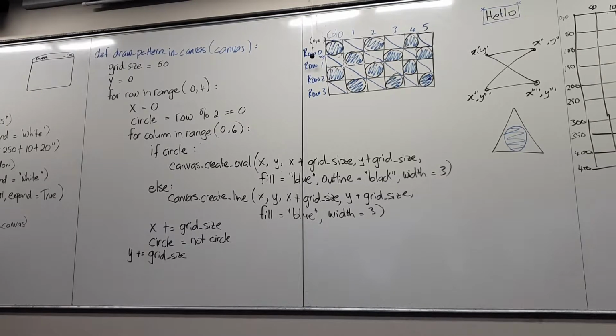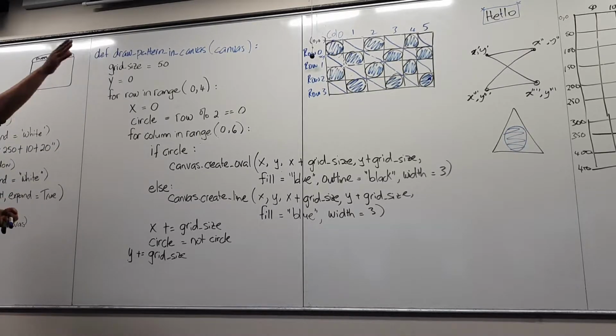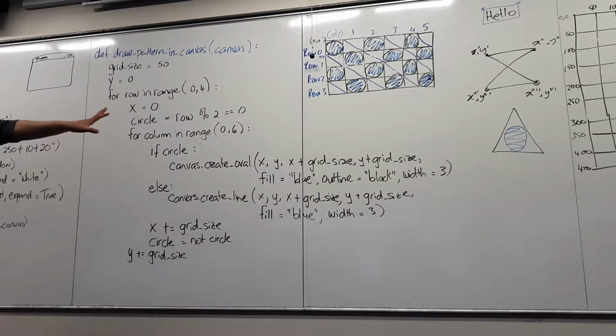I'm passing this function a canvas because I need to do canvas functions, canvas methods, and I'm going to make some sort of pattern that goes in a grid-like fashion. So for that, I need to have some sort of size for my grid, the squares in which the grid is. So grid size is 50 pixels, so 50 pixels across, 50 pixels down. Cool. I want to make a pattern that looks like this grid here.